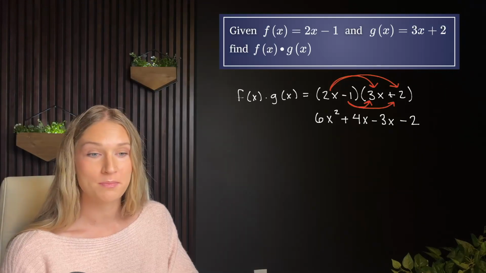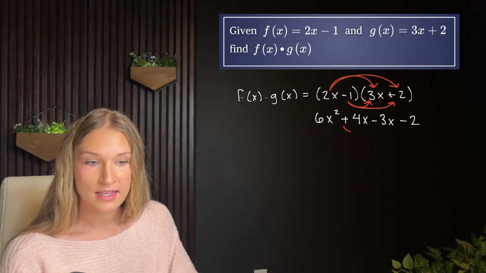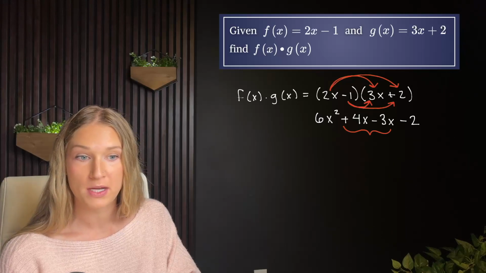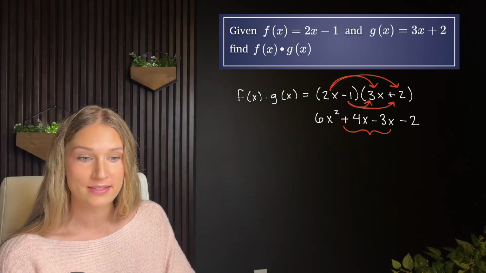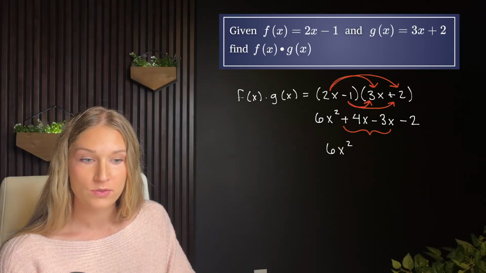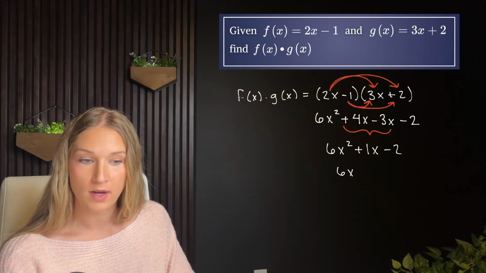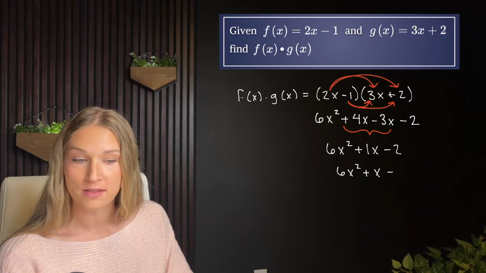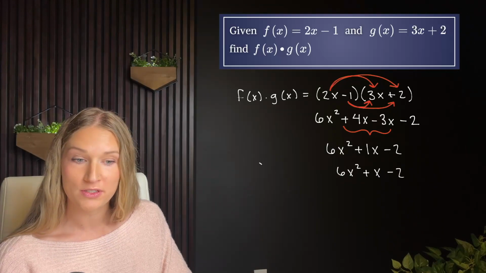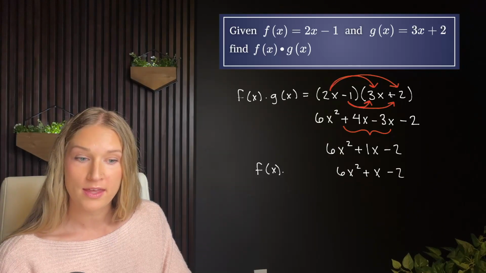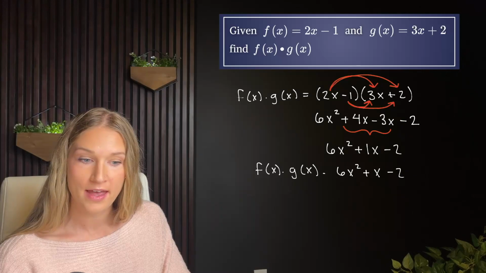From here, we just combine our like terms. I see that in the middle, I have two like terms, positive 4x and negative 3x. So I add to get positive 1x, which you could just write as positive x in the middle. So this polynomial is the polynomial that represents the product of f and g.